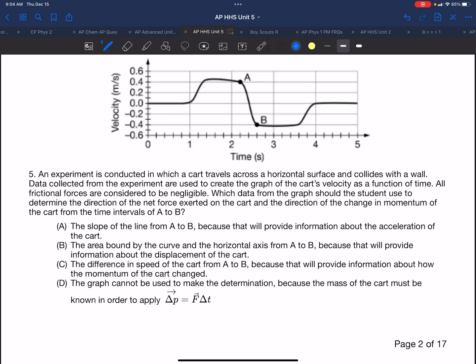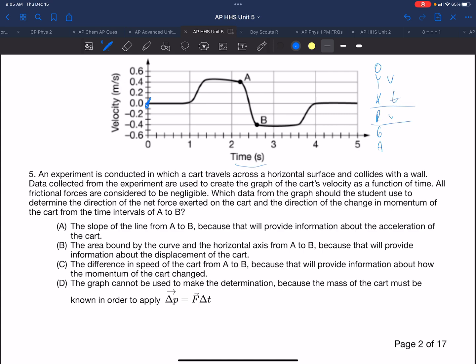Question 5, we have a graph. The origin is located here. 5, 4, 3, 2, 1, 0. That is the 0, and the 0 is there. So that's our origin. The y-axis is velocity in normal units, and the x-axis is time in normal units.